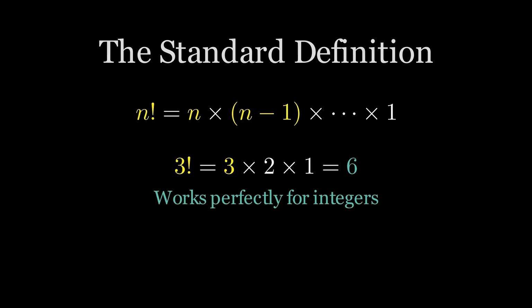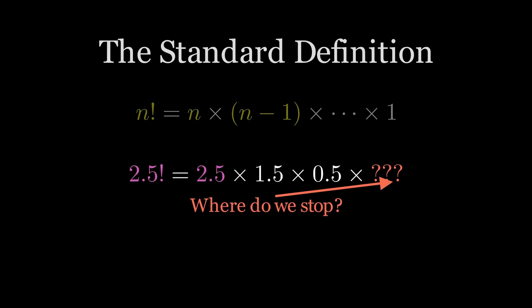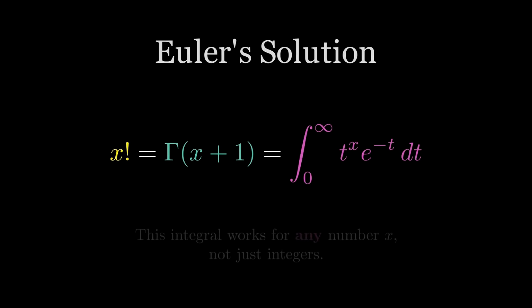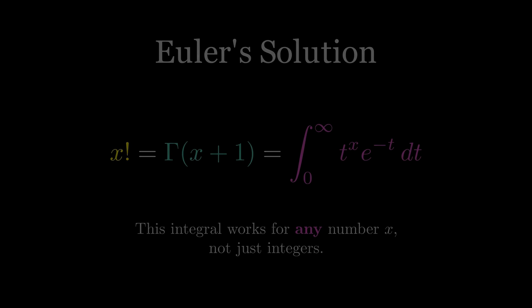For integers, factorial is a product. N factorial equals n times n minus 1 times ... times 1. But Euler's idea is stop multiplying and start integrating. Define x factorial equals gamma of x plus 1, and gamma of z equals the integral from 0 to infinity of t to the z minus 1 times e to the minus t dt. That's the key. This integral doesn't need a place where we stop. It automatically produces a finite number for non-integers.